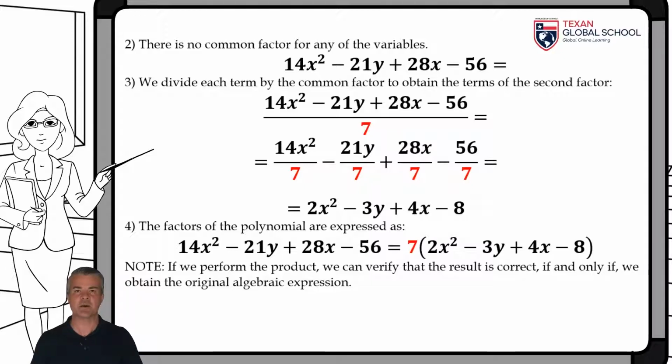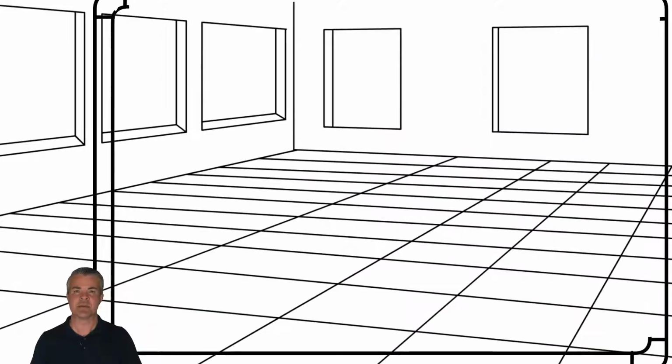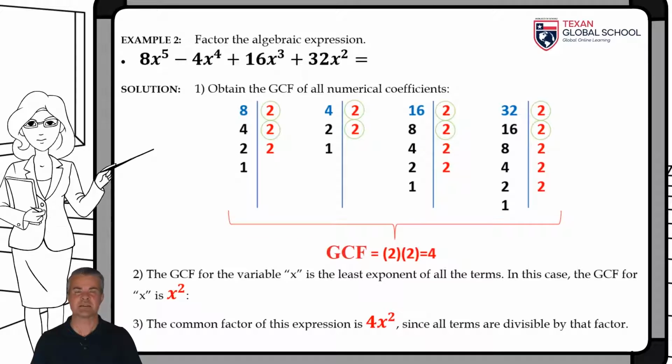If we perform the product between the common factor 7 and the second factor, we can verify that the result is correct, if and only if we obtain the original polynomial. In this other example, we first obtain the greatest common factor of all the numerical coefficients of the expression. In this case, it is 4.